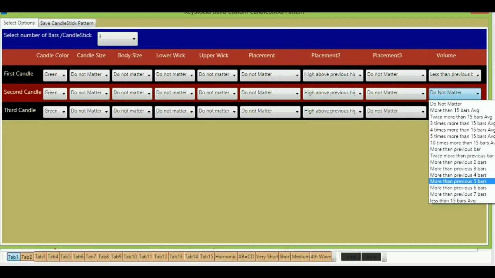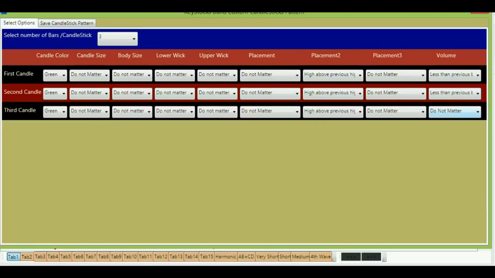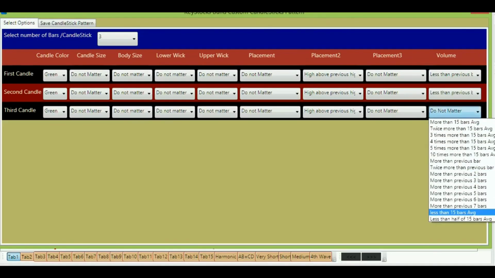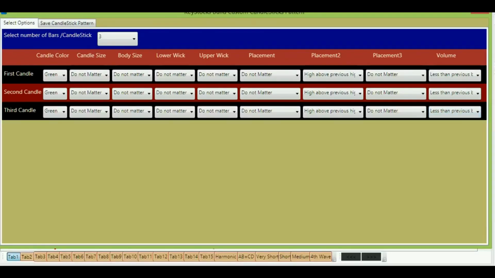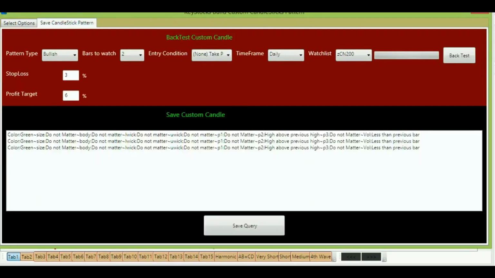Once we have selected all required options, now we will go to the next tab where we can save this pattern. Also we can back test this pattern with different conditions. In this pattern, although price is making a higher high, so this pattern can be bullish for some traders. But volumes are reducing, so for some traders it can be a bearish pattern, and back testing will help us to determine whether it is good for a bullish setup or a bearish setup.